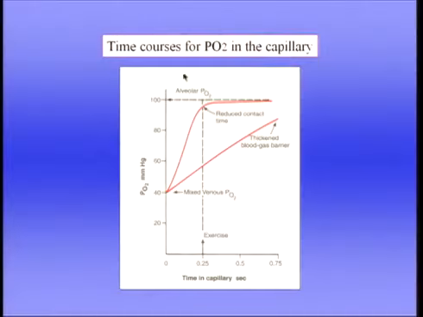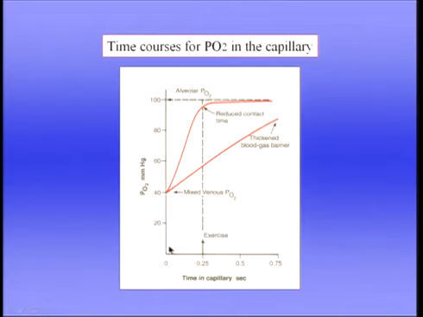You remember what we said was, in the normal lung, breathing air, where the alveolar PO2 is 100, the blood comes into the lung through the pulmonary artery. The mixed venous blood has a PO2 of about 40. Under normal conditions, it rises very quickly in the pulmonary capillary and has plenty of time to equilibrate with the alveolar gas.